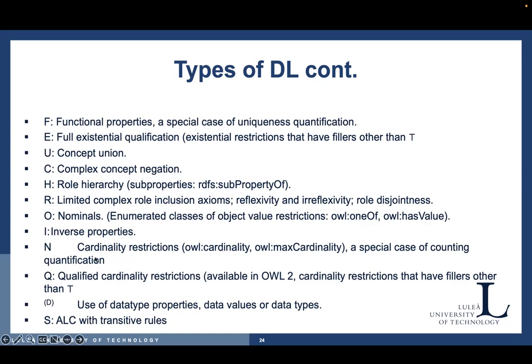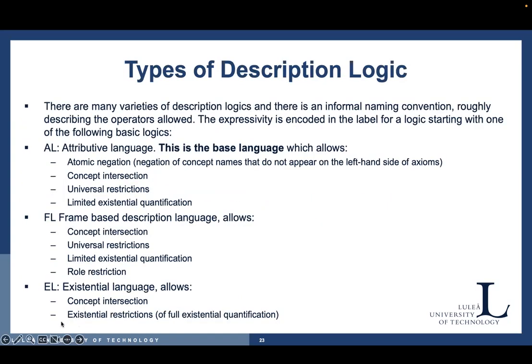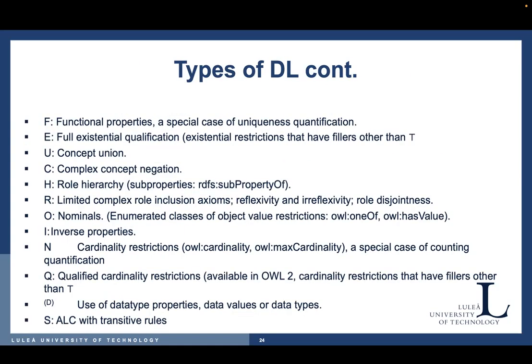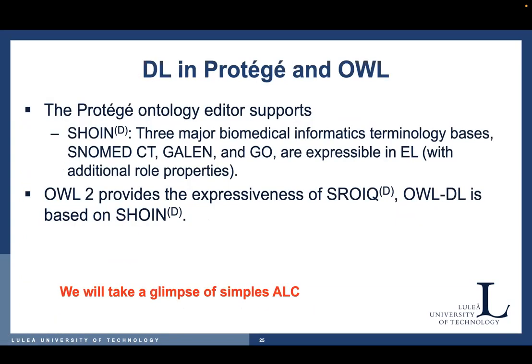Or if, for example, you create a language which is attributive language with concept negation and transitive rules, then this type of logic in short will be encoded as S. And then basically again, you can create a language that includes one or another or several of these different hierarchies, and depending on them, you will have different acronyms.